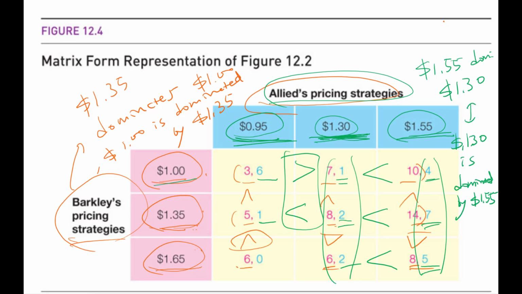Therefore, you can maybe check once more: 6 is greater than 4, but 1 is greater than 7. So none of these strategies dominate each other, right? Or dominate all the other strategies. So this player Allied does not have a dominant strategy that generates the greatest payoff no matter what the opponent does, compared to all the other strategies. And when you compare these two, $1.55 dominates $1.30, not vice versa.